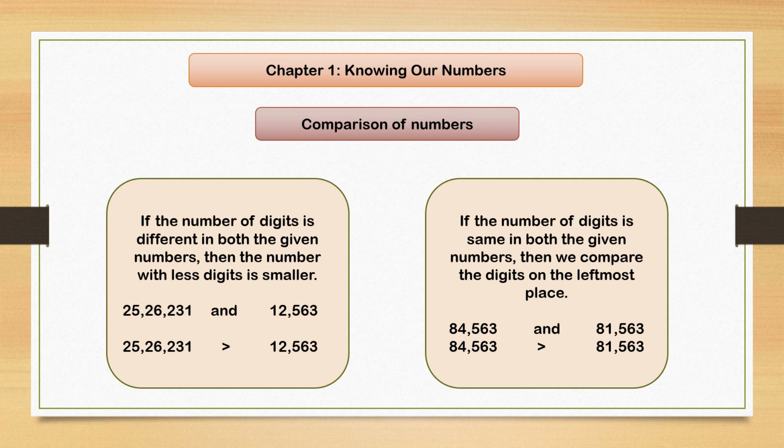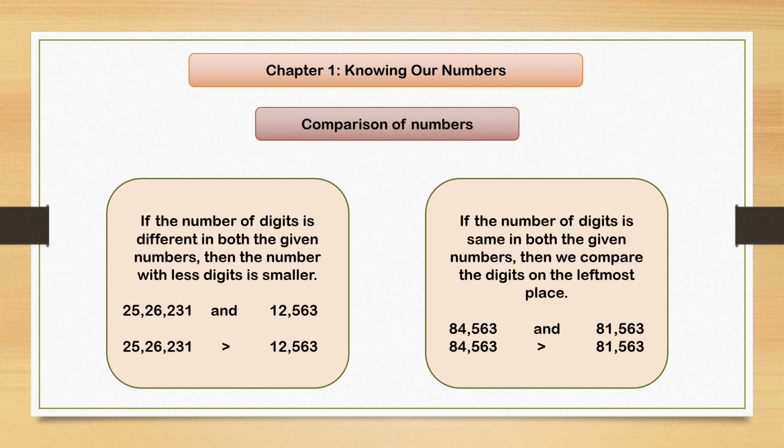For example, here we have a number 25,26,231 and 12,563. If you observe carefully, the first number has more digits than the second number. So, the first number is greater than the second number.